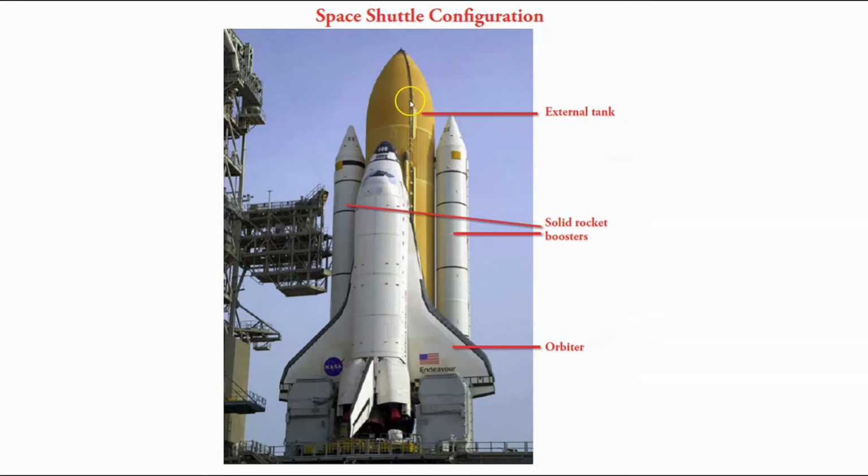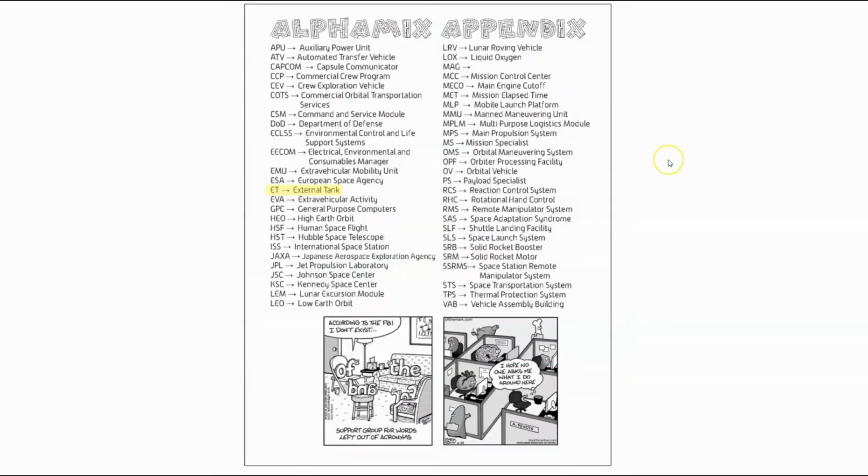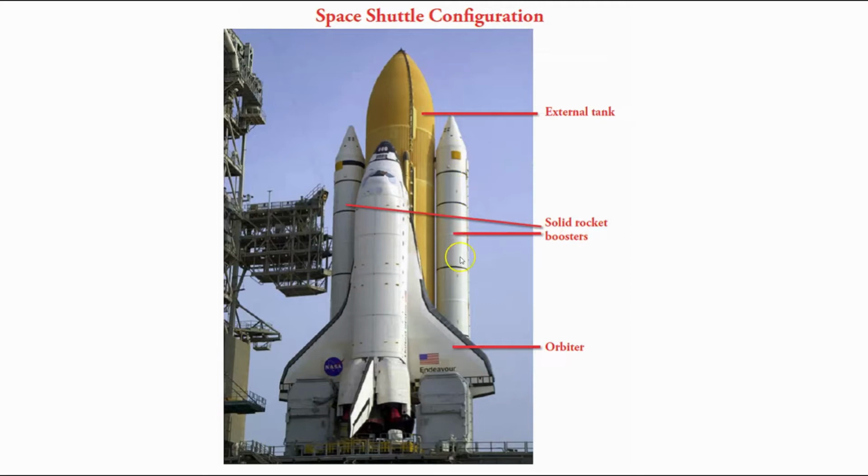The ET, external tank or main tank, and that's in your Alpha Mix appendix, as well as the SRB, the solid rocket boosters. These two images, or these two boosters on the right.